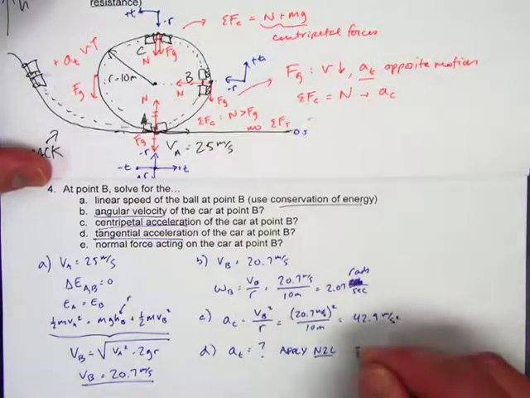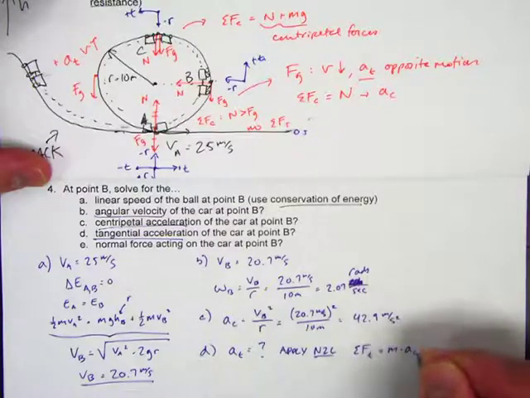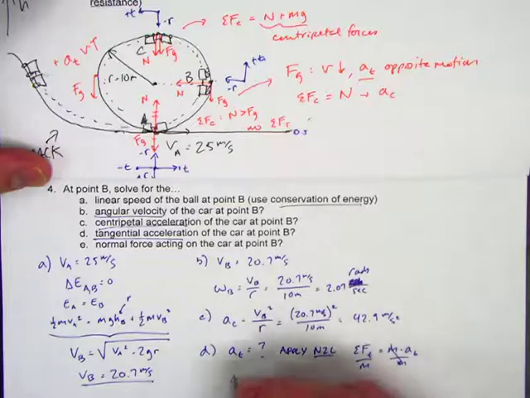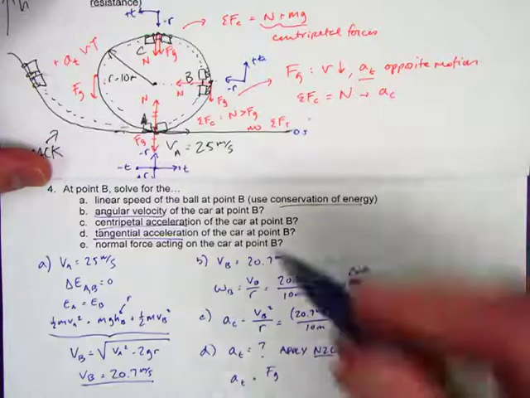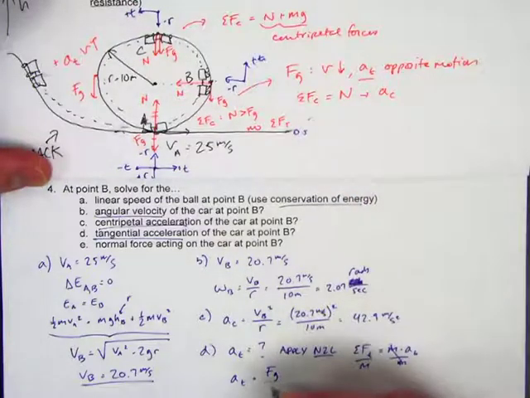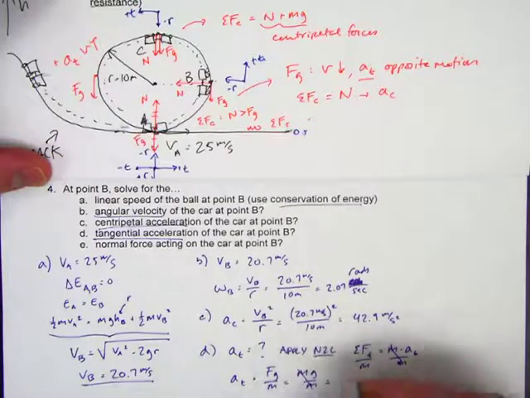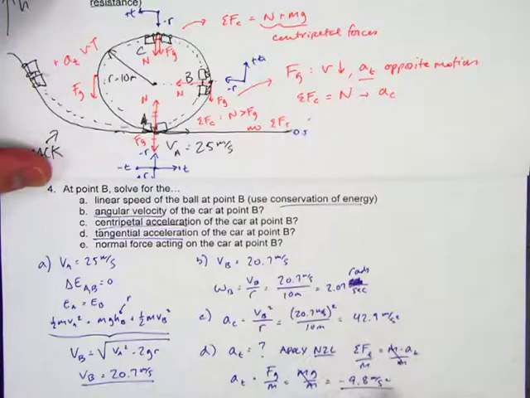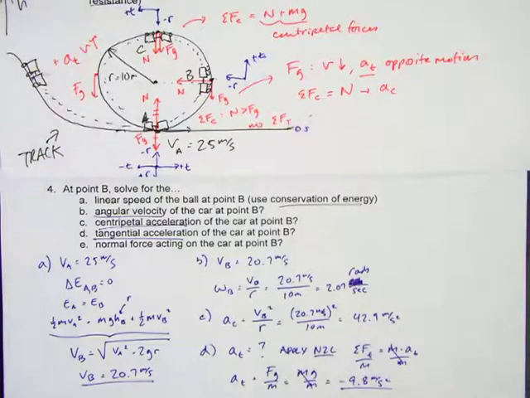So if I say the sum of the forces tangential at point B is mass times the tangential acceleration, I get that the tangential acceleration will be F_g, which is acting in the negative direction, divided by the mass. Well, this is just mg over m. So my tangential acceleration at point B is just the acceleration due to gravity, because it's the only force acting in that direction at that point.